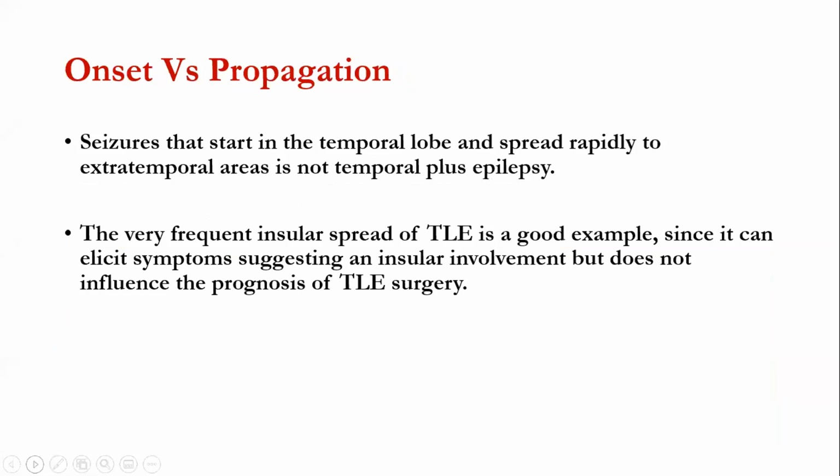Then there's an issue of onset and propagation. So you may have a seizure that starts in the temporal lobe and then it spreads rapidly to extratemporal areas. Now, this is not temporal plus epilepsy. Here, the extratemporal area is not part of the network. It is just that the signals are propagating. So, for example, in temporal lobe epilepsy, you can have frequent insular spread. So this is a good example.